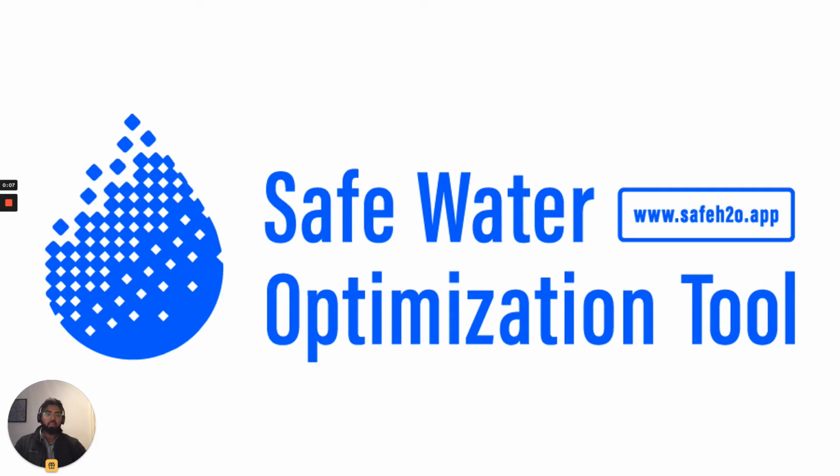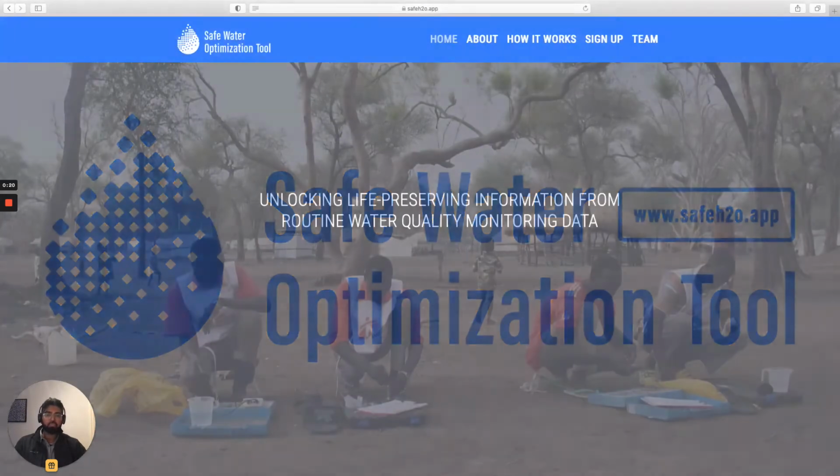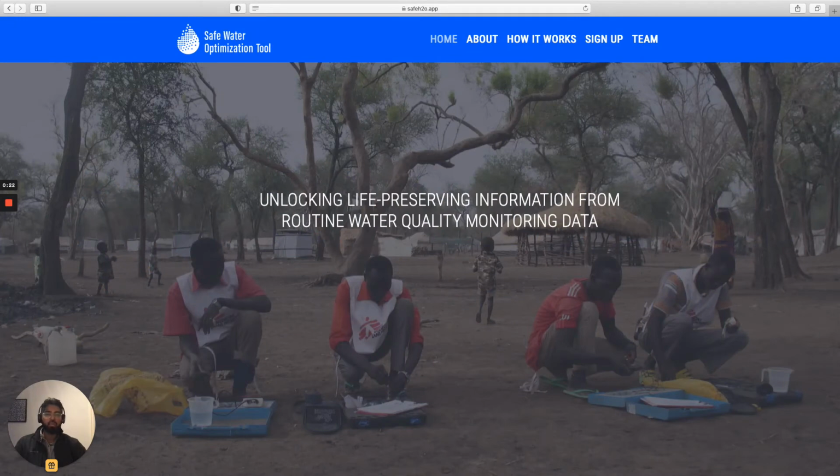The Safe Water Optimization Tool, or the SWOT for short, is a new web-based data analytics tool that generates site-specific and evidence-based water chlorination targets for water systems in refugee and IDP camps. The SWOT helps humanitarian responders protect public health during emergencies by helping ensure water remains safe to drink up to the point of consumption in people's shelters.